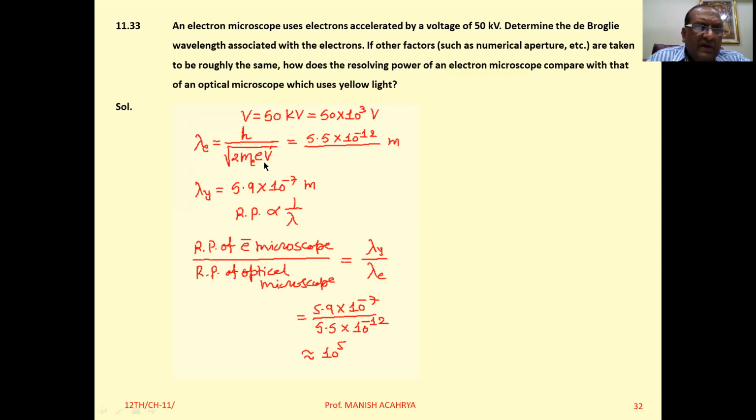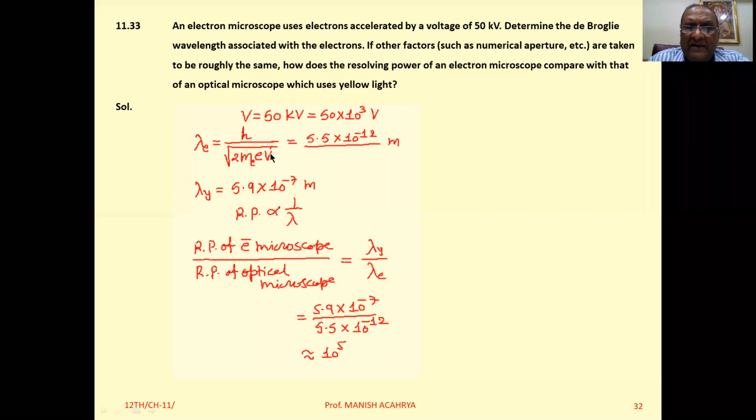But when an electron is accelerated with a potential difference of V volt, then the kinetic energy gained by it is eV.